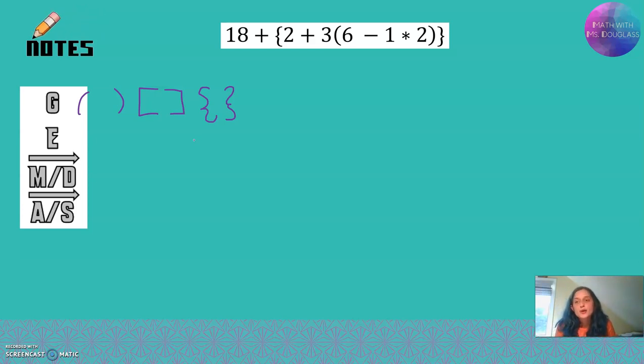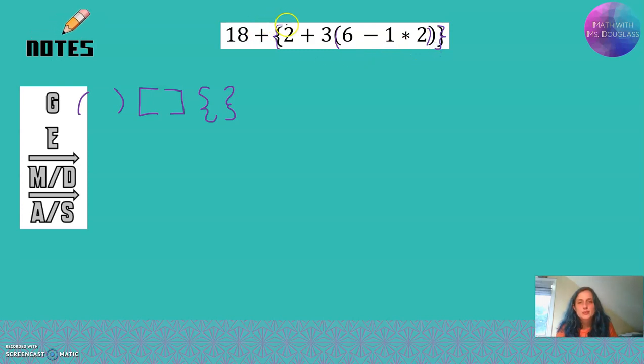Okay, so this is the order that we go in. Not every problem has every one of these symbols, but I like to have GEMDAS written out on the side of the problem so that we can just check it off as we go. So the first thing I'm going to look for in a problem is, do I have grouping symbols? Reading through the problem, oh yes I do. I have them here. And I also have them here. Okay, what do I do about that?